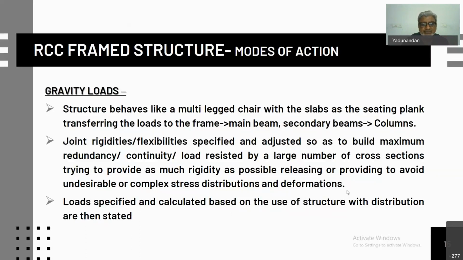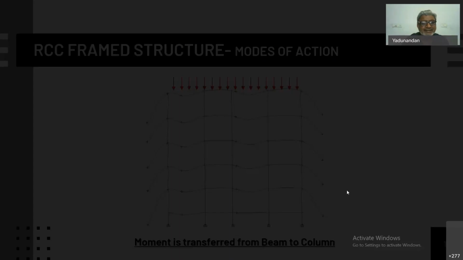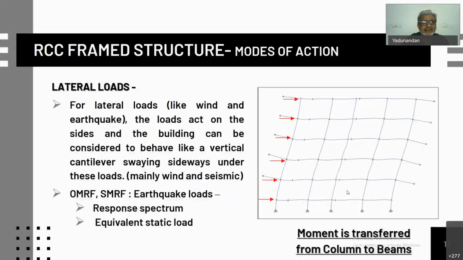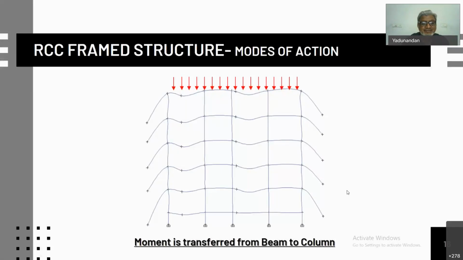So the loads specified and calculated based on the distribution are then stated for the gravity load case. In this case, the moment is transferred from the beam to the column. The beams are loaded, the beam bends, and then there's a moment of resistance. This moment at the joint, when it turns, also transfers the moment to the columns. And the moment is transferred from the beam to the column.